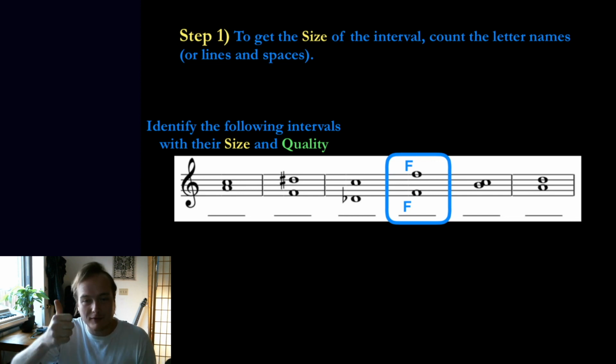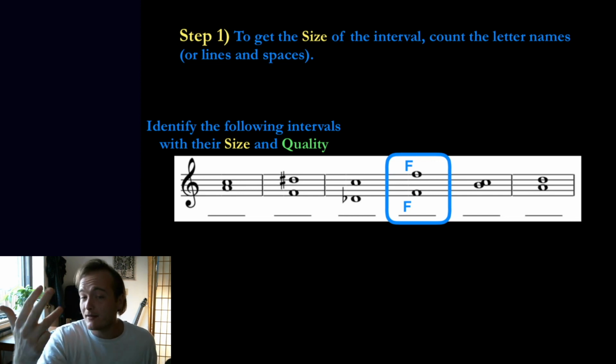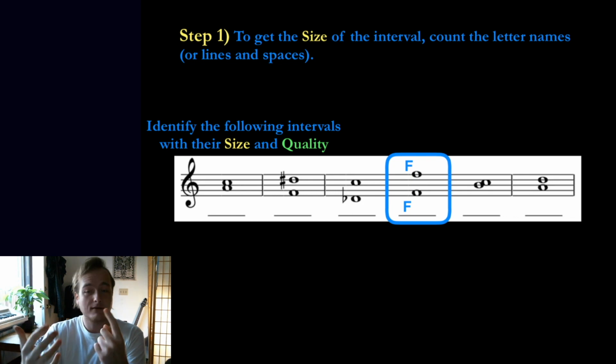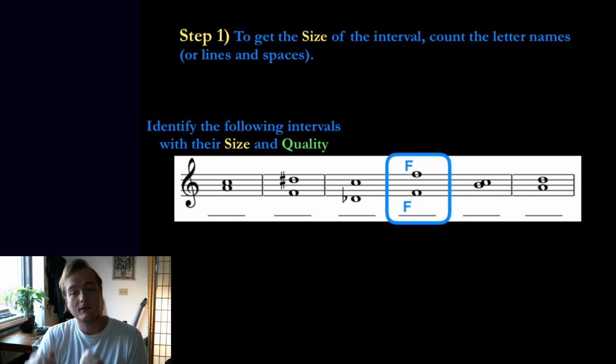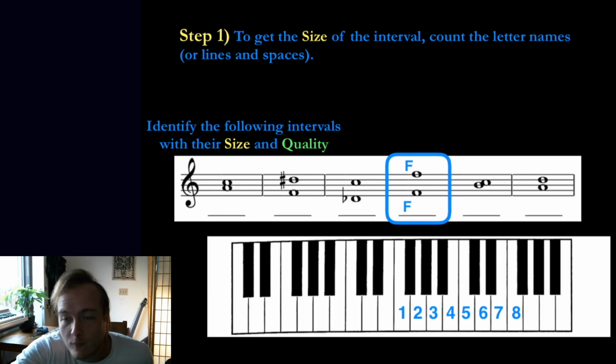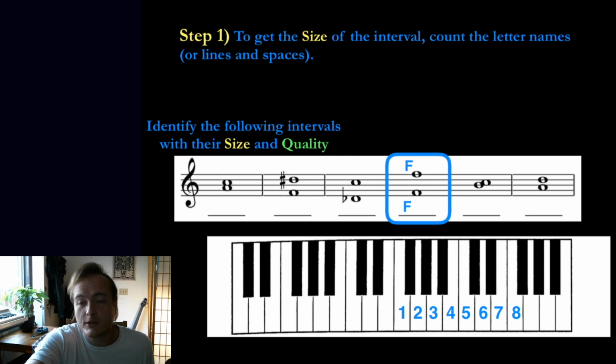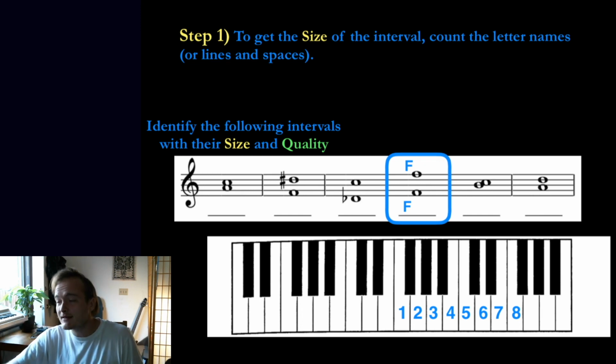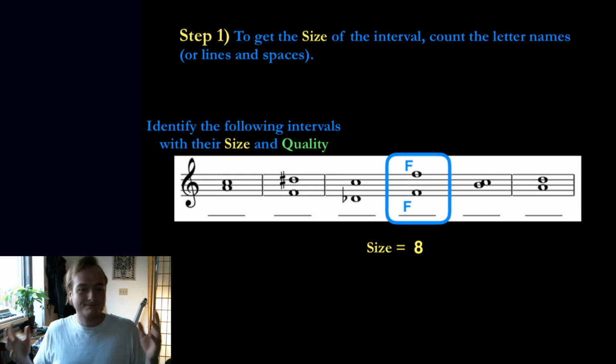So let's go on our fingers. F, G, A, B, C, D, E, F. Just using the letter names in our fingers, we get 8. Let's see how that goes on the keyboard. 1, 2, 3, 4, 5, 6, 7, 8. Now the notes themselves don't matter here. All we're doing here is just counting up all the letter names, each white note in other words. And we get the size, which is simply 8.